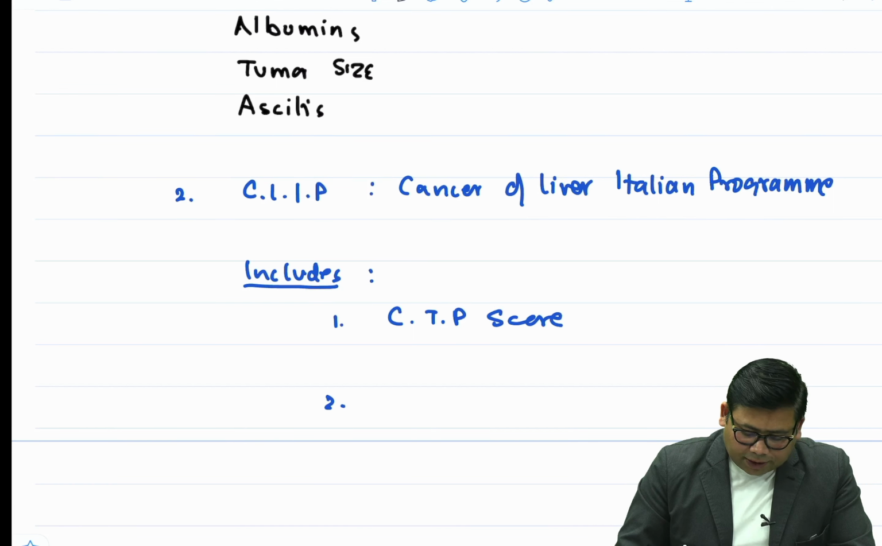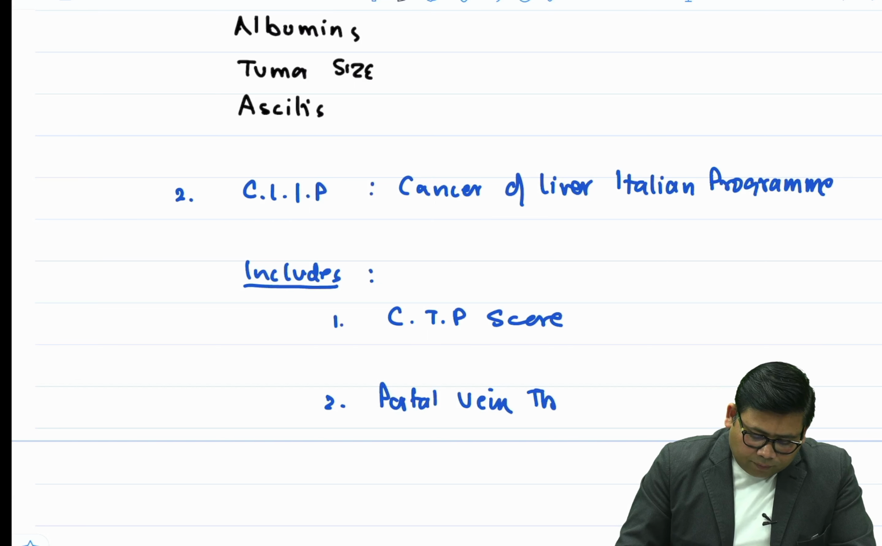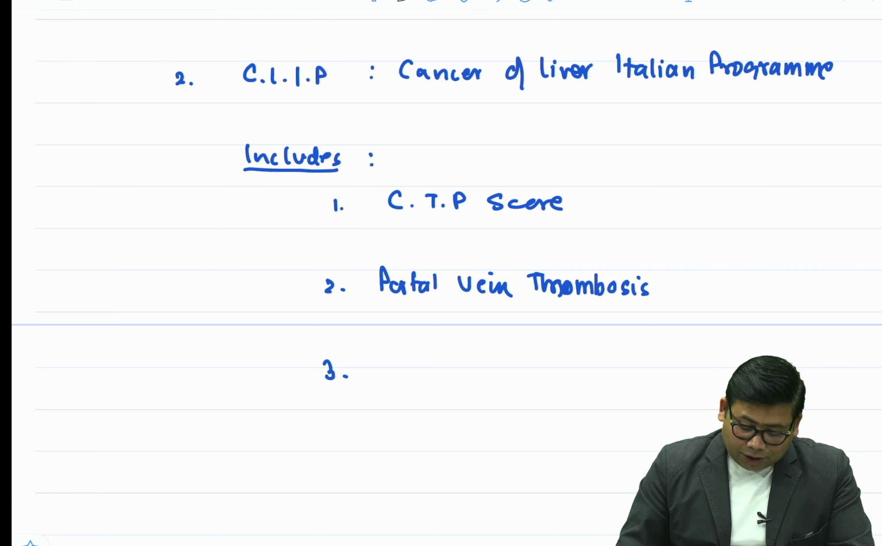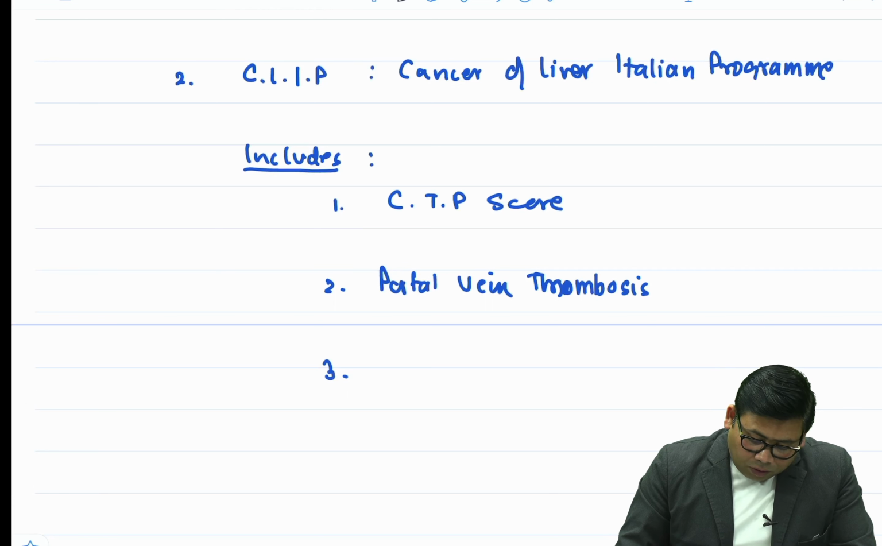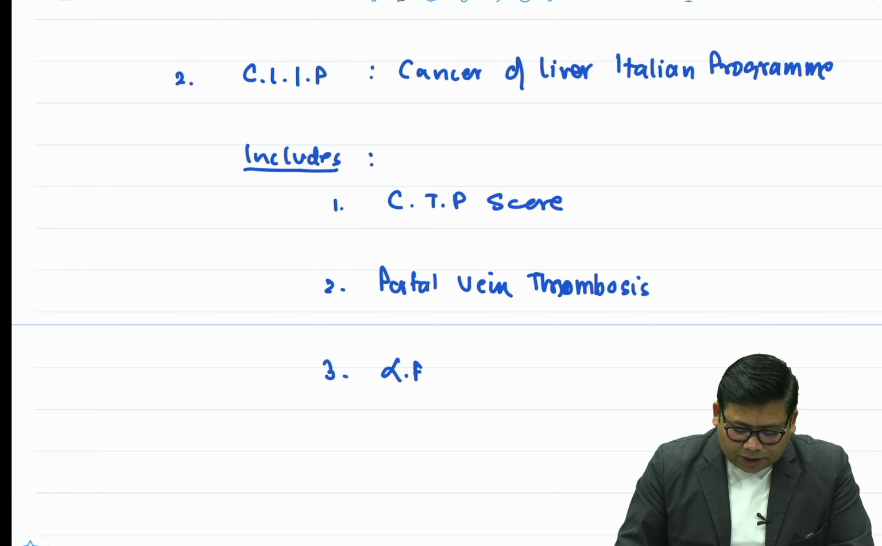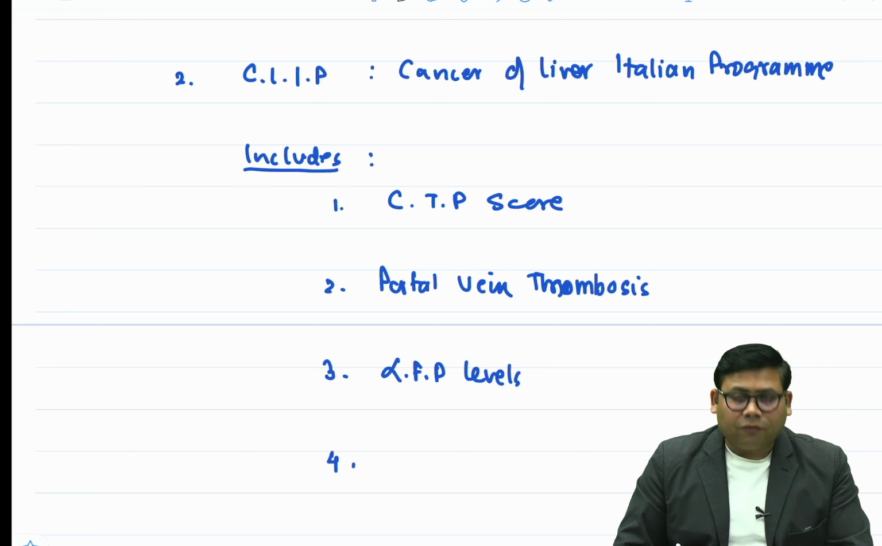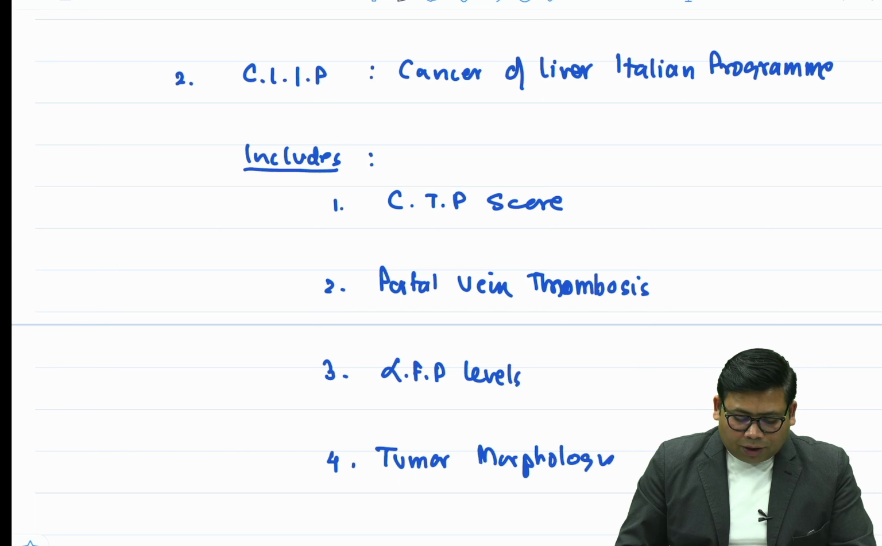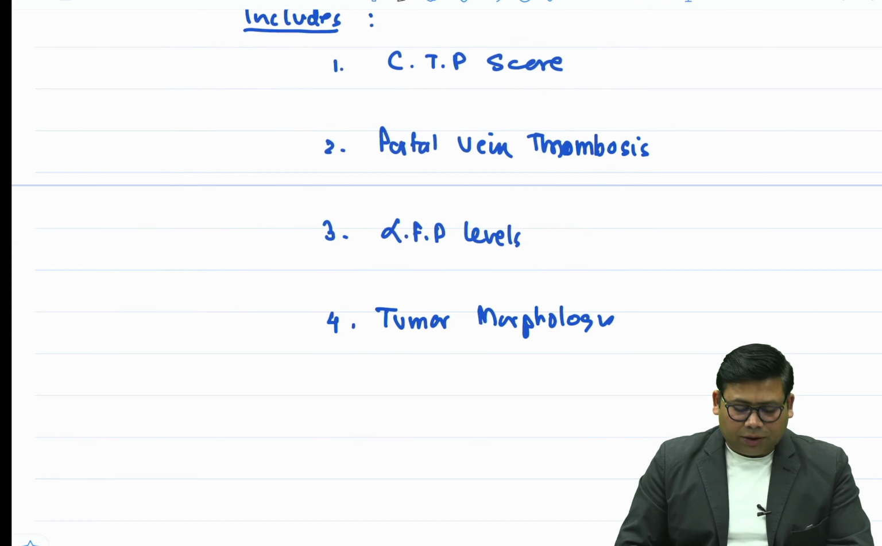Point number 1. Second, it includes portal vein thrombosis, is it there or not? Then it also includes one very important thing. What is that? Presence of alpha fetoprotein levels. Then what else is included? The fourth and the last is the tumor morphology.